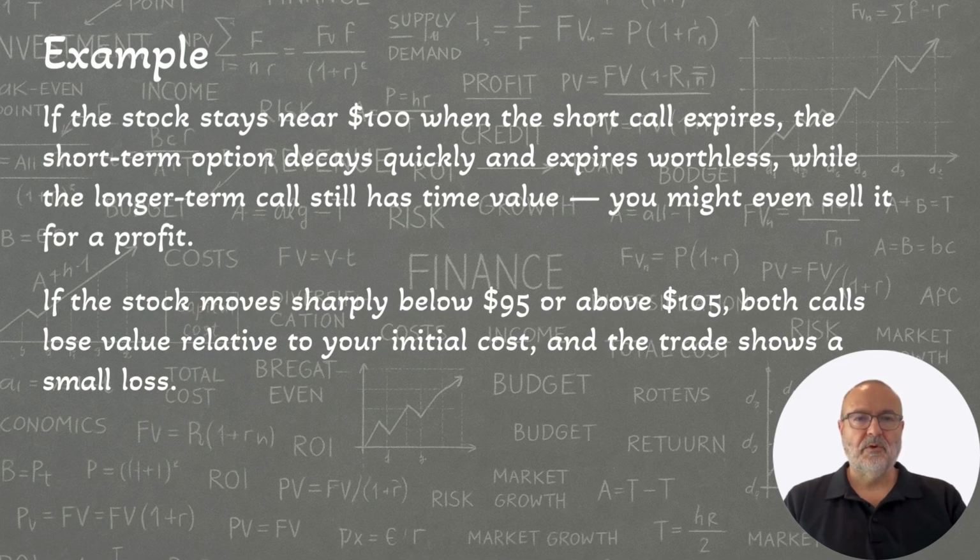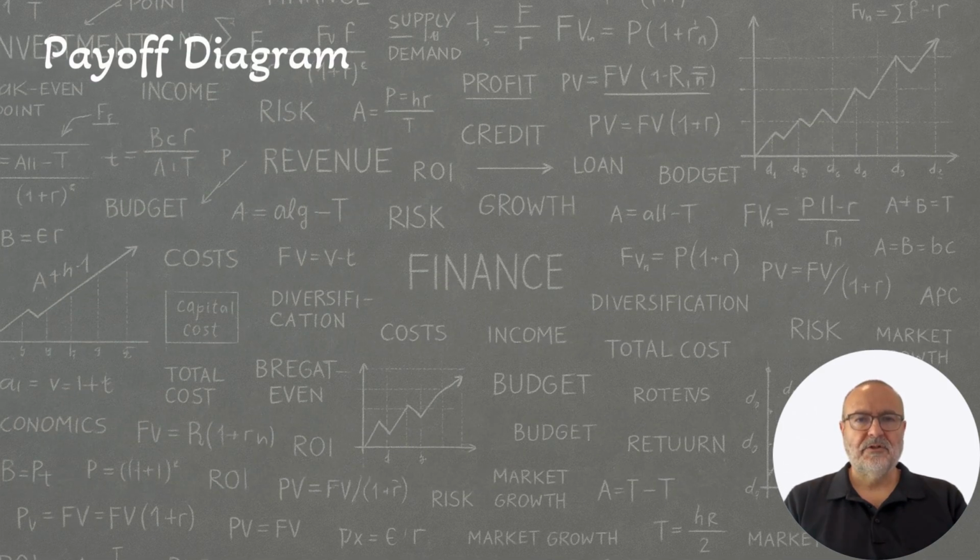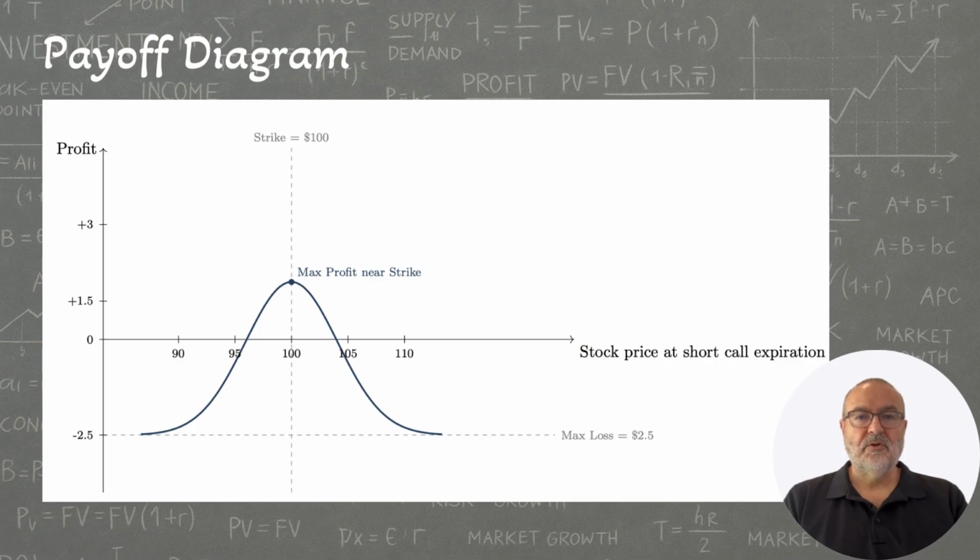If the stock moves sharply below $95 or above $105, both calls lose value relative to your initial cost, and the trade shows a small loss. Your maximum profit occurs near $100, and your maximum loss is limited to $2.50, the debit you paid. If you plotted this strategy on a payoff diagram, you'd see a smooth bell-shaped curve centered around the strike price. Your profits are highest at the middle, when the stock price equals the strike, and losses appear on both sides as the price moves too far away. This visual represents that the strategy works best in stable or range-bound markets.